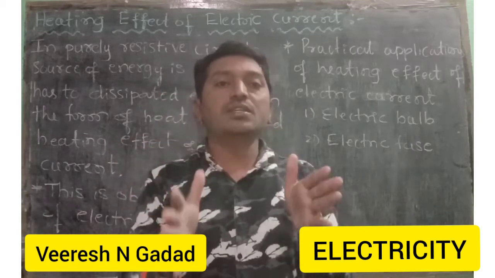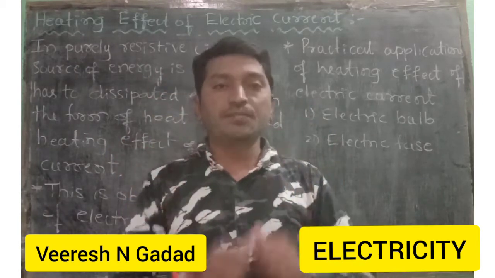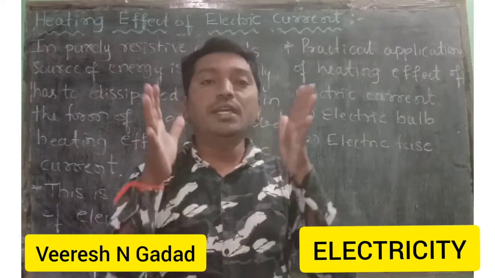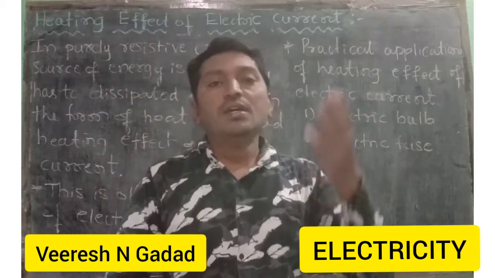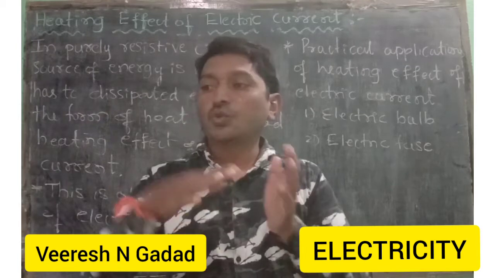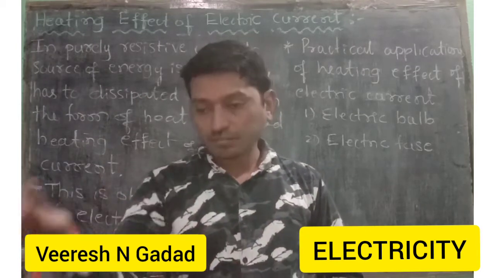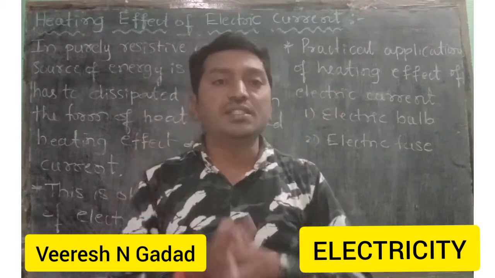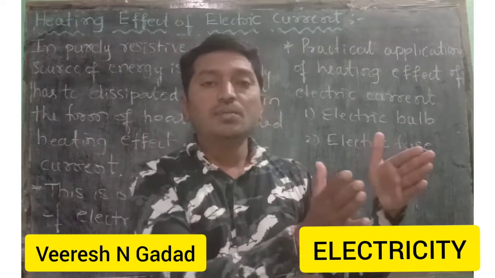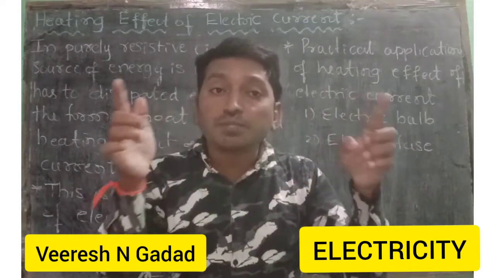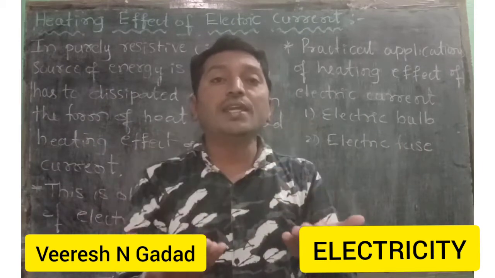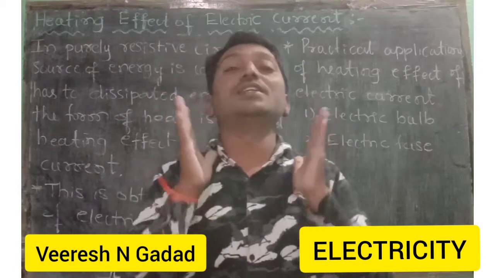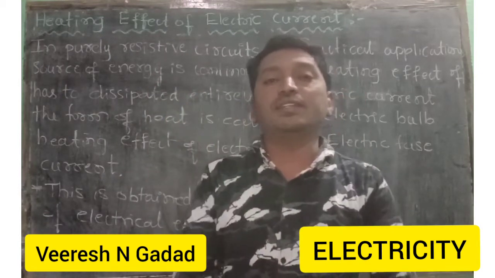For this continuous process, it needs energy. That energy is utilized for a particular work, for example, to glow bulbs or to run an instrument like a rice cooker or television. Only some part of the energy is utilized for this particular work, but most of the energy is continuously used for heating the appliances. So this is called the heating effect of electric current.